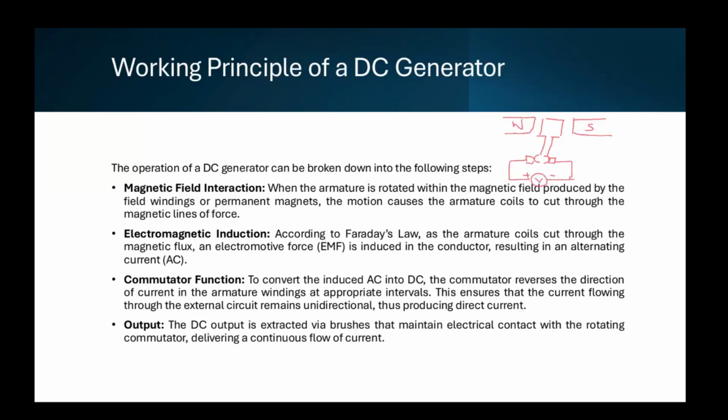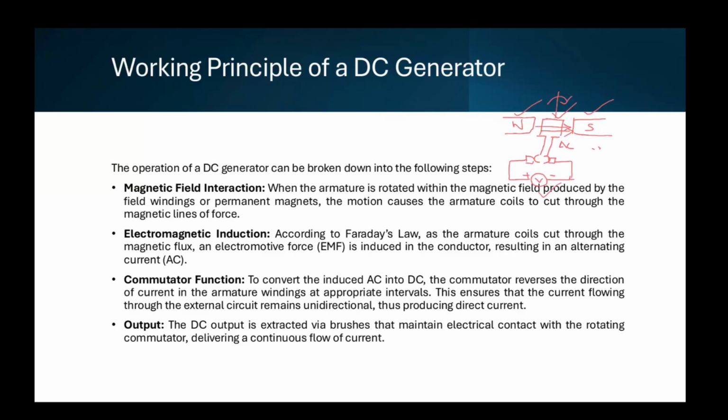The operation of a DC generator can be broken into the following steps. First, magnetic field interaction. In a DC generator, we have the permanent magnet, or we will use some circuit called an exciter loop to produce the magnetic field. And this is the armature. This armature is a conductor that is placed within this magnetic field. Once this conductor is mechanically turned, an EMF is induced. That is how we generate voltage. Now, what is generated here is AC. To convert that AC to DC, we will use these commutators.